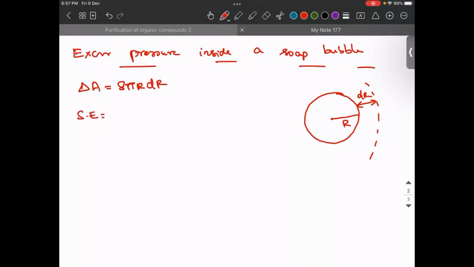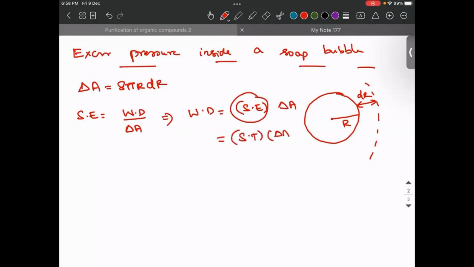Then what is the formula for surface energy? Work done divided by delta A. So work done is equal to surface energy into delta A. But mathematically, surface energy is equal to the surface tension. Delta A is already there. So what is going to be the surface tension inside a soap bubble? It will be 2 times capital T into delta A.